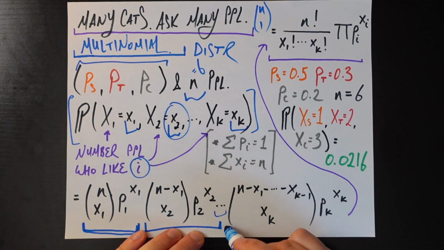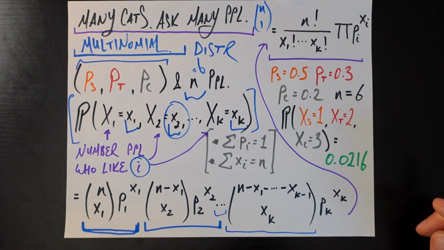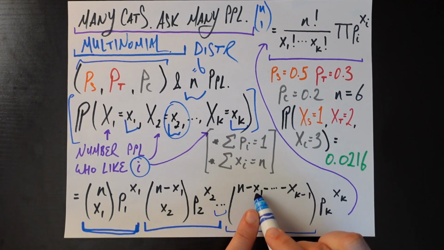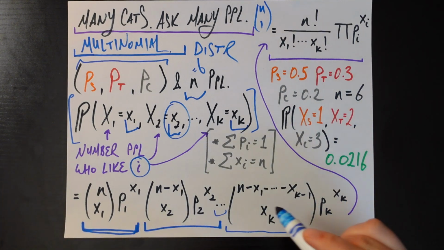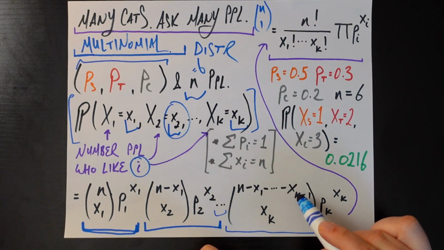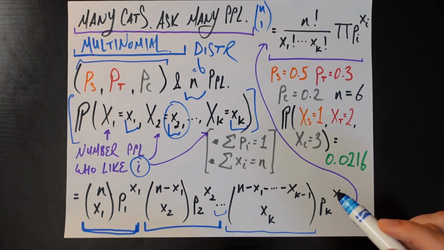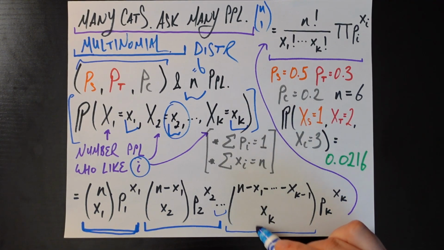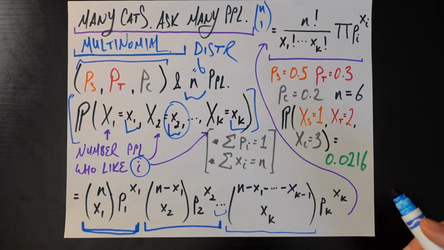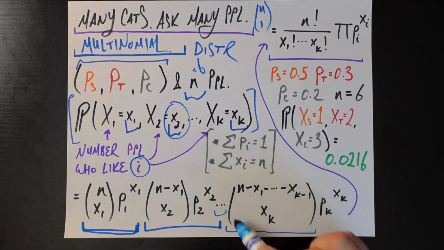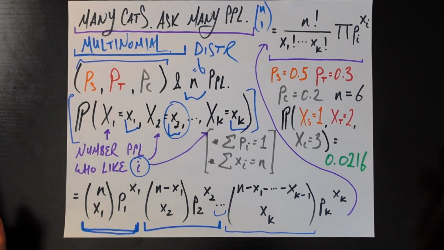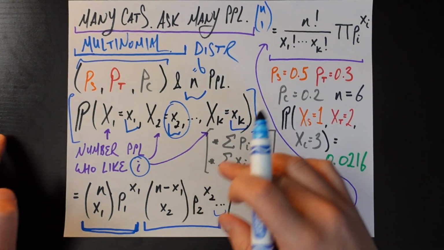And we just do dot, dot, dot, and the final one is saying after we consider x1 all the way to xk minus 1, so the second to last category, we have n minus x1 minus dot, dot, dot minus xk minus 1 left, which actually is exactly xk, because we know that the sum of them needs to be equal to n. And we're going to choose xk of them.